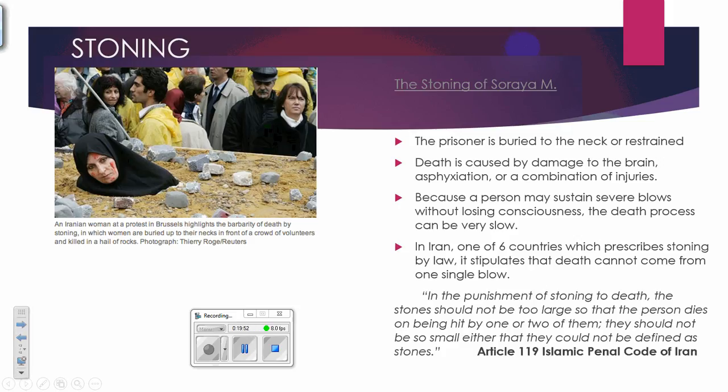But get this. This is what just drives me crazy. Okay. So Article 119 of the Islamic Penal Code says, in the punishment of stoning to death, The stones should not be too large so that the person dies on being hit by just one or two of them. They should not be so small either that they could not be defined as a stone. I'd rather stick those on wood. Yeah, obviously, but they want to make sure that you feel this for a while.